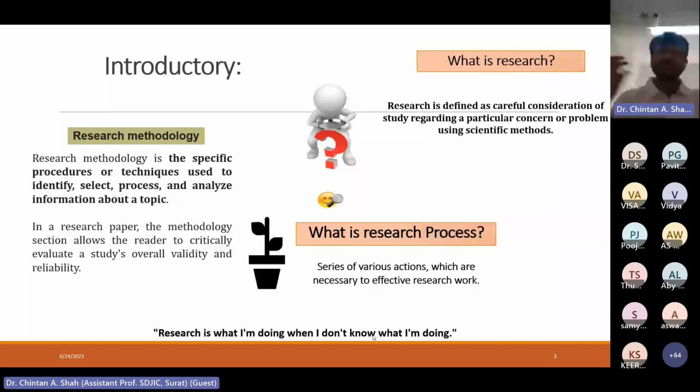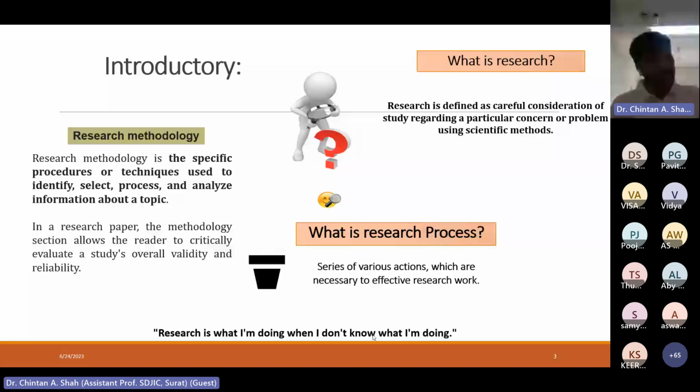And it is a series of various actions. You have to take actions which are necessary to effective research work. Try to download primary data, try to download secondary data. There are two different collection methods available, that is primary data collection and secondary data collection.